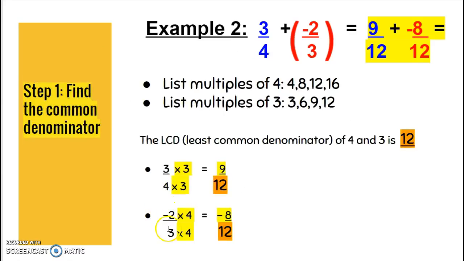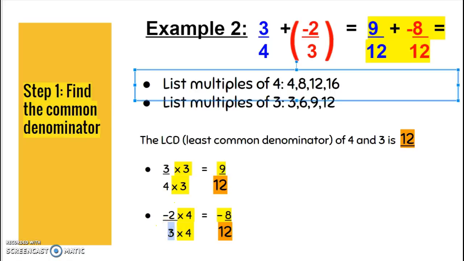And then I have negative 2/3. I look at the denominator. I think what number times the denominator will give me 12. And that's 4. 3 times 4 is 12. So what I do to the denominator, I do to the numerator. And now be careful here because you do have a negative number. This is negative 2 times 4. A negative times a positive is a negative. So negative 2 times 4 is negative 8. Do not forget the negative because that will change the direction when you're moving on the number line.